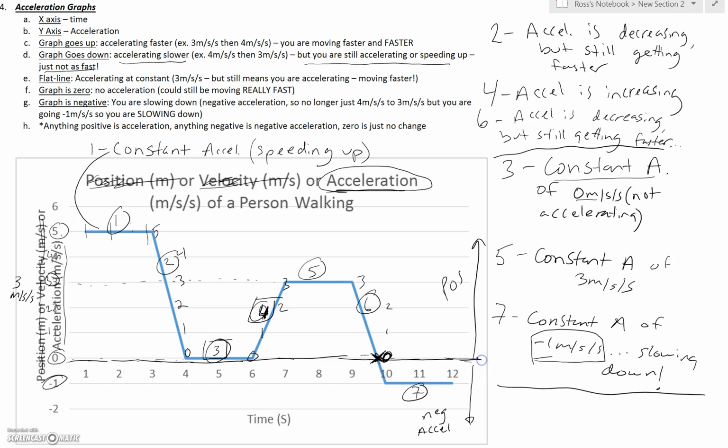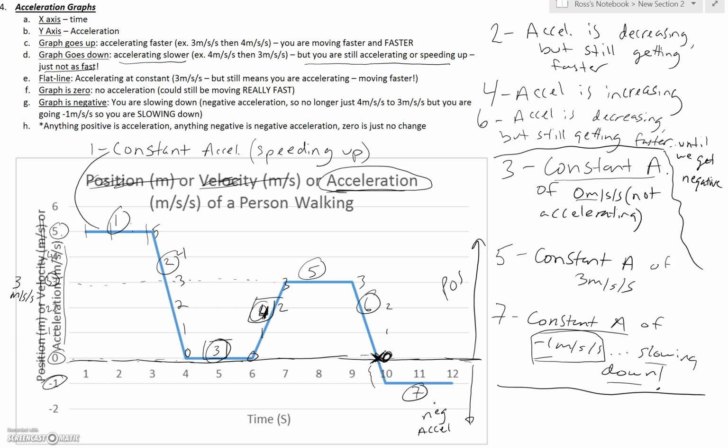That's where 0 is. So as soon as we're down here, we're in our negatives, meaning we're slowing down. So number 6, our acceleration is decreasing, but we're still getting faster until we get negative, right? And then once we're negative, we are slowing down, right? Like here, constant acceleration, we're slowing down.